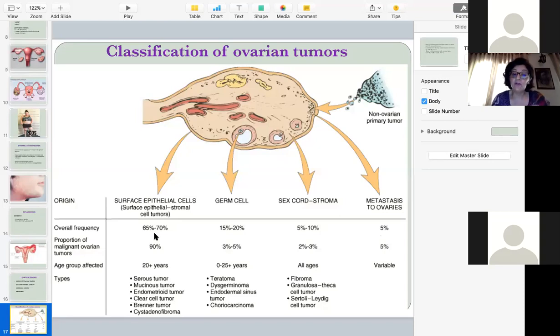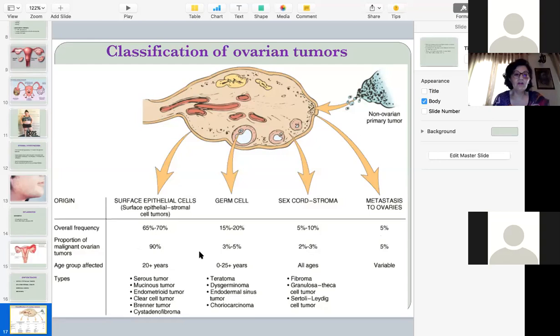Now, these are also the most common malignant tumors. Of the proportion of malignant tumors, 90% are surface epithelial tumors. Only 3 to 5% are germ cell tumors, 2 to 3% are sex cord tumors, and obviously all the 5% metastatic tumors will be malignant.